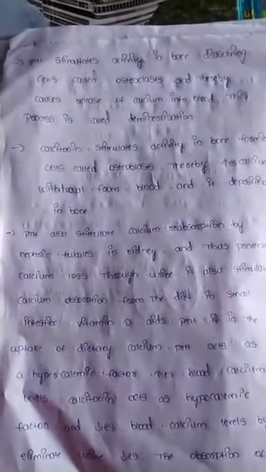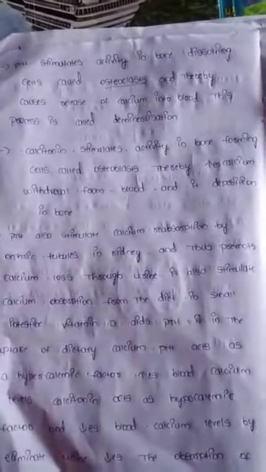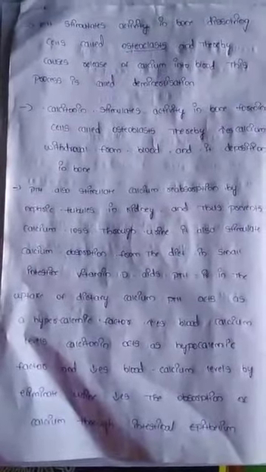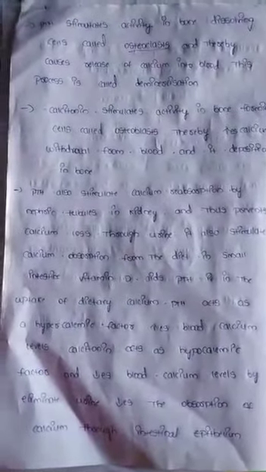PTH stimulates the activity of bone-dissolving cells called osteoclasts, thereby causing release of calcium into the blood. This process is called demineralization. Calcitonin stimulates the activity of bone-forming cells called osteoblasts, thereby increasing calcium withdrawal from the blood, and it is deposited in the bone. PTH also stimulates calcium reabsorption by the nephric tubules in the kidneys and thus prevents calcium loss through urine.